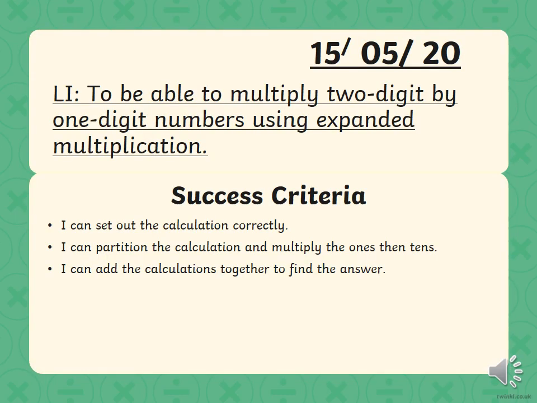For today's session, we're going to be able to multiply 2-digit by 1-digit numbers using the expanded multiplication method. I want you to write the short date in the top right hand corner and underline the learning intention. By the end of this lesson, you should be able to set out the calculations correctly, partition the calculation and multiply the ones and then the tens, and add the calculations together to find the answer.